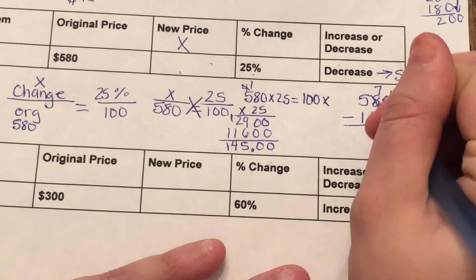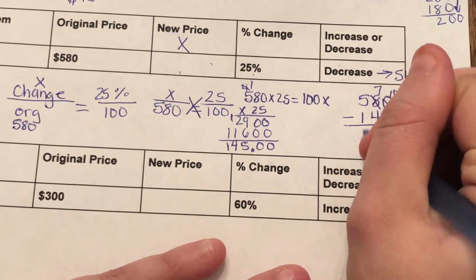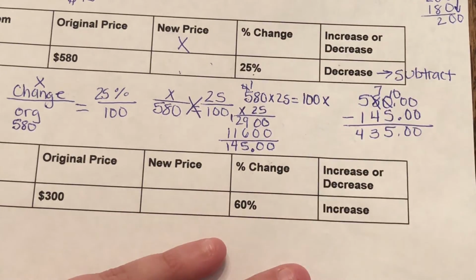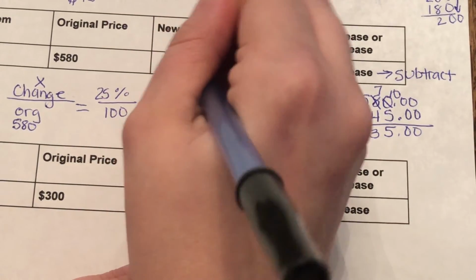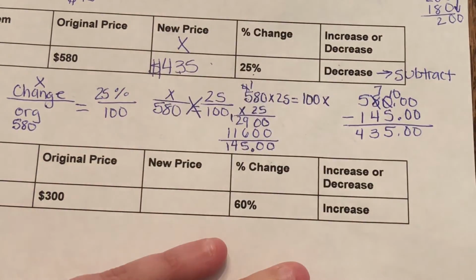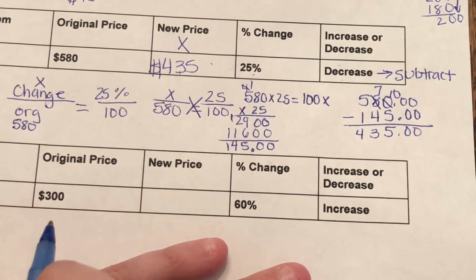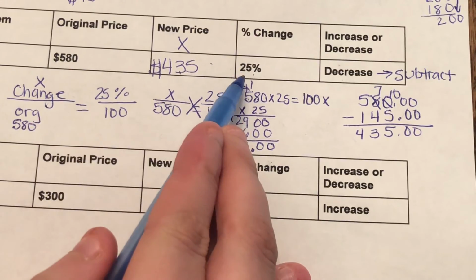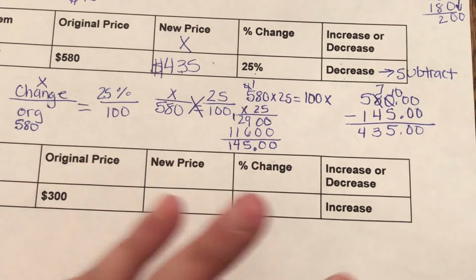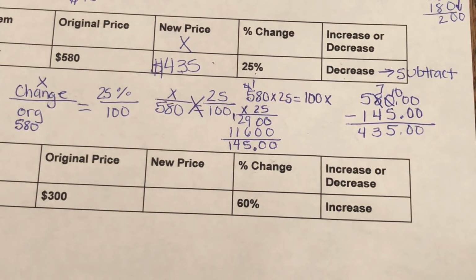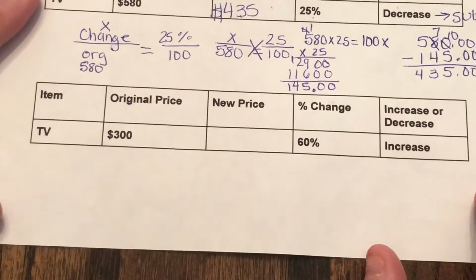So 7 minus 4 is 3, 5 minus 1 is 4. So your new price is $435 compared to your original price, which is $580. And technically, for $580, a 25% change is just a fourth of that price. Okay, so let's look at the TV.